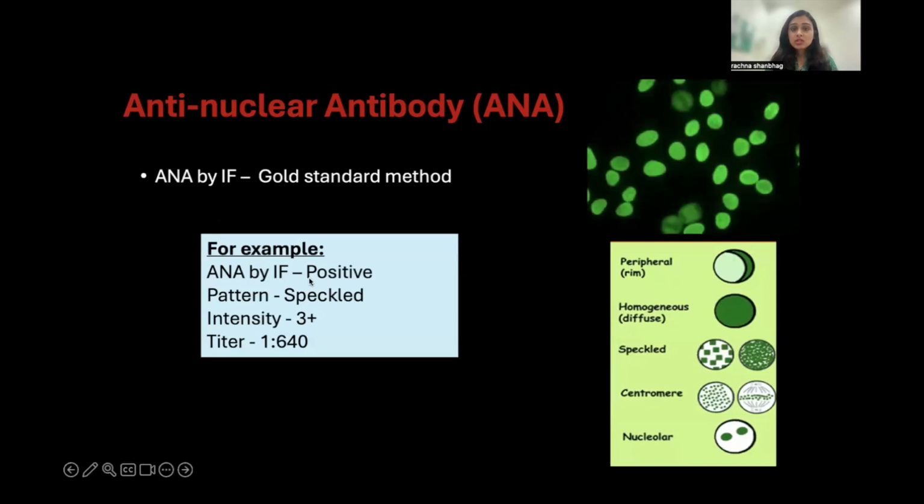the ANA is positive or negative, the pattern by which the positivity is seen, such as homogeneous, speckled, centromere, nucleolar, etc., the intensity of the positivity, 1 plus to 3 plus, and the titer at which the positivity is found. In this case, 1 is to 640.